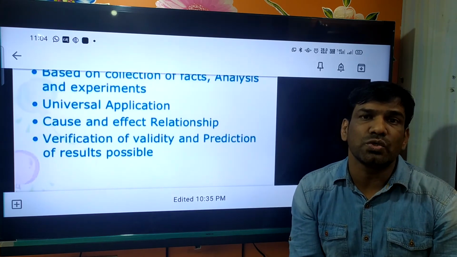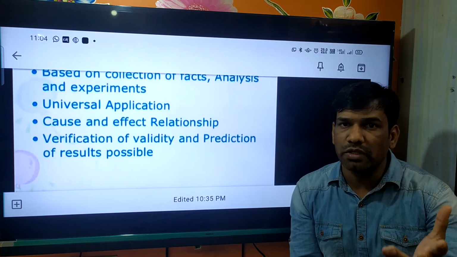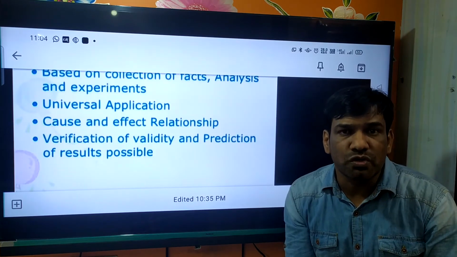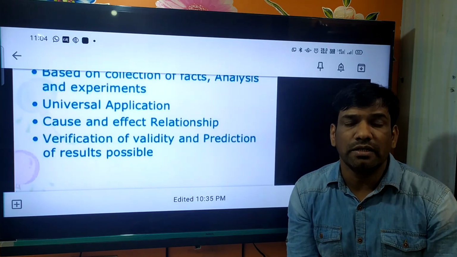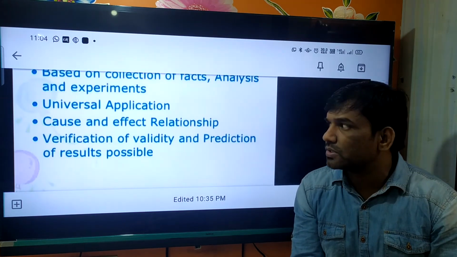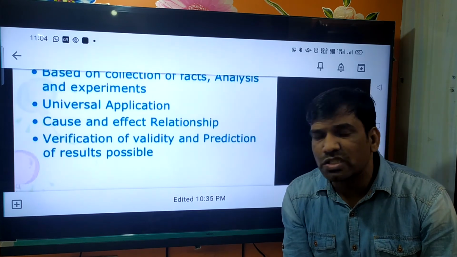Management principles also show the cause and effect relationship, like division of work, काम को डिवाइड करो तो स्पेशलाइजेशन आता है, एक व्यक्ति एक ही काम करेगा तो वो उसमें एक्सपर्ट बन जाता है, and he reduces the mistakes and gets more efficiency. Verification of validity and prediction of results possible.